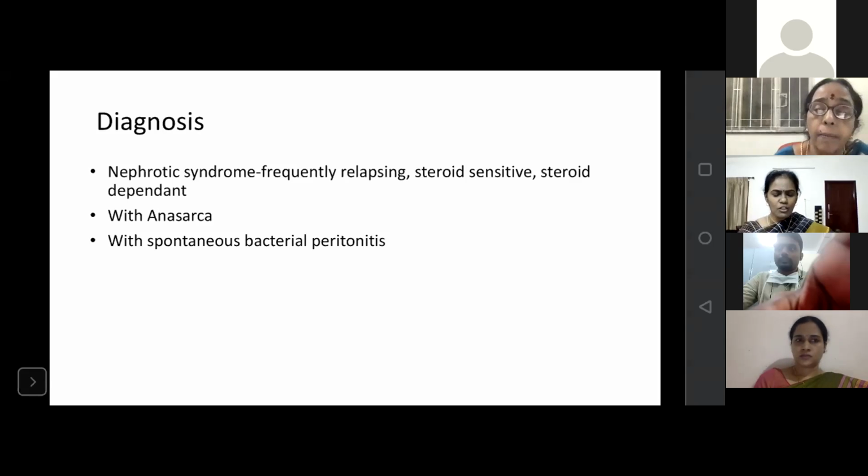Now that this child is coming back to see you frequently, at what point of time, Naveen, will you think, okay, this is not behaving the way it should behave? I should go for some other investigations if needed. So what will make you think, okay, I have to think of something more than a simple minimal change? What are the clinical markers which will make you think I need something more?